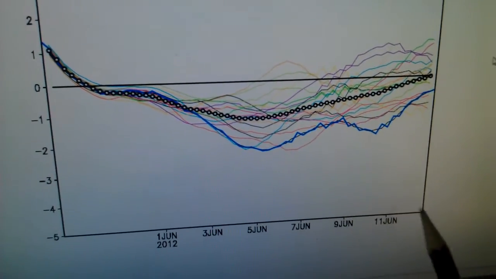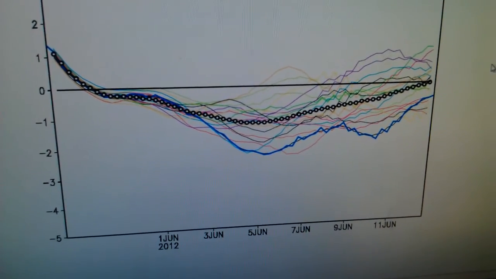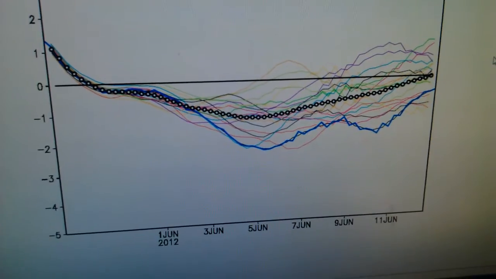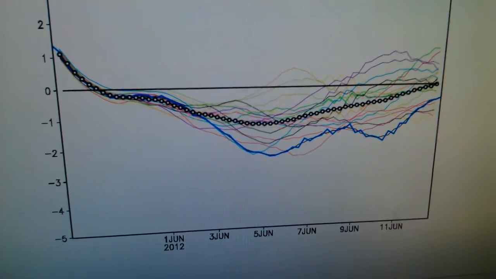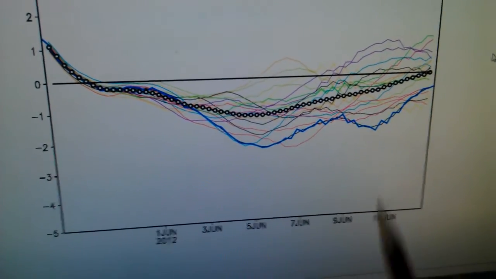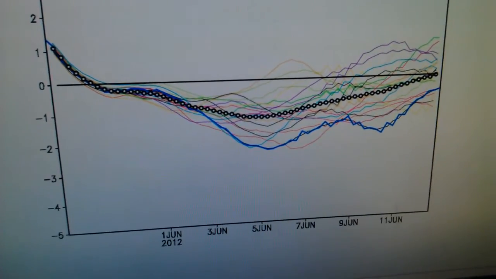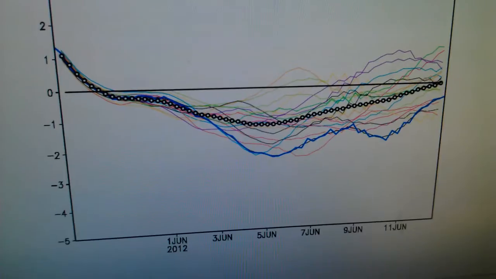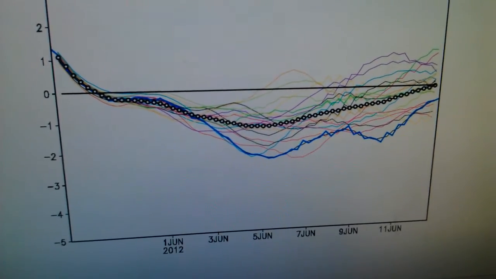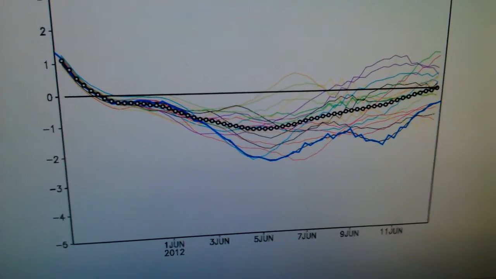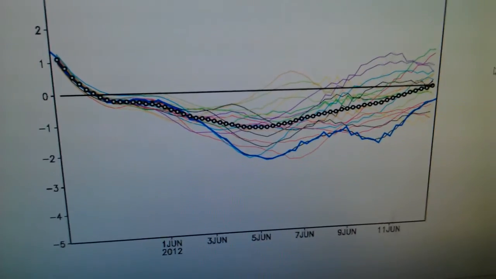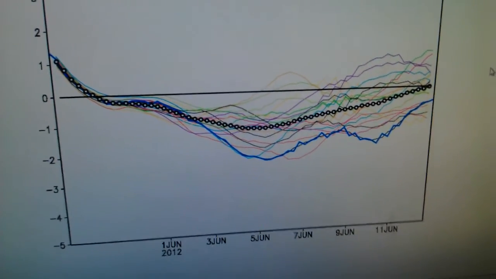But if you notice here, by the latter part, once we start to progress towards mid-June, we could be looking at a return to a more neutral, if not positive, NAO. That, of course, would suggest to me that we're going to start to see a return back towards a warmer, settled pattern again. So certainly prepare ourselves.